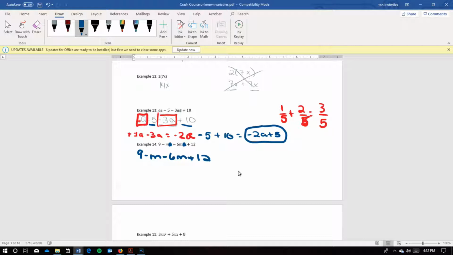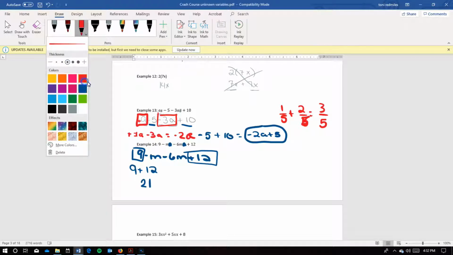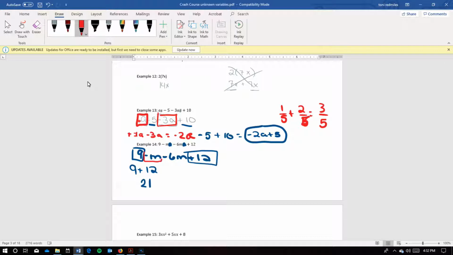All right. So our like terms are going to be the 9, which is positive, and this +12. And that is going to give me 21. We also have a -m, which could be written as a -1m, and a -6m that are also like. When I combine them together, they are both negative, so I add. That's going to give me 7, and it's going to be negative. So 21 minus 7m.